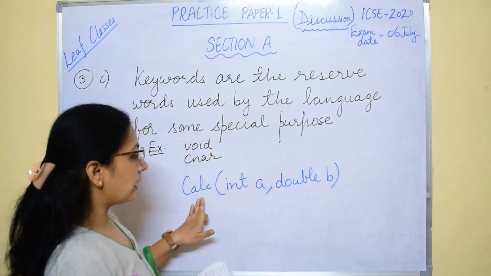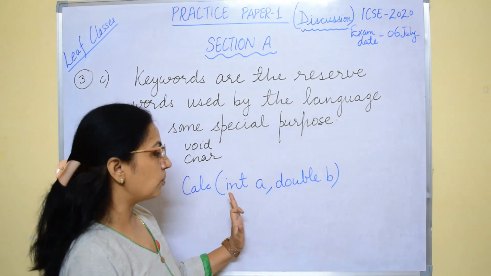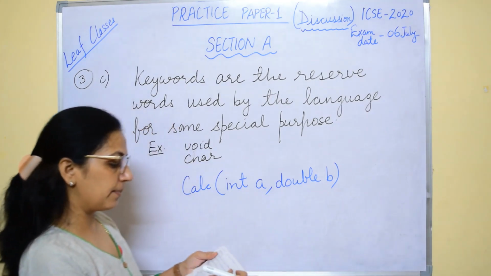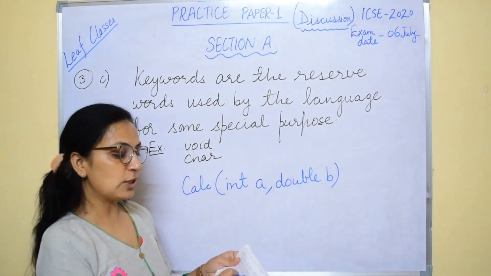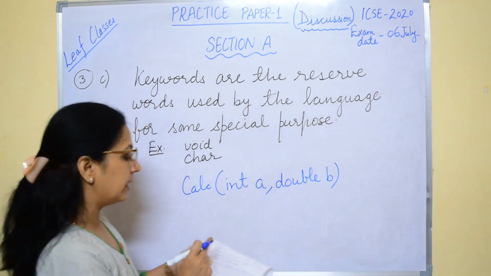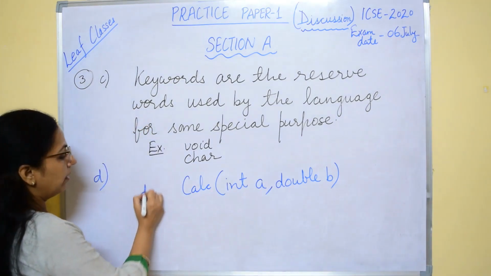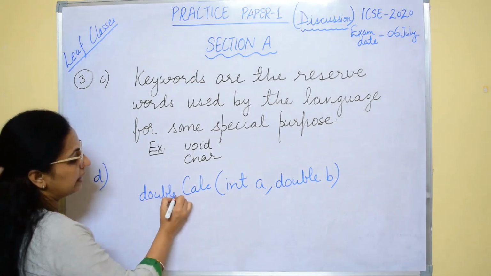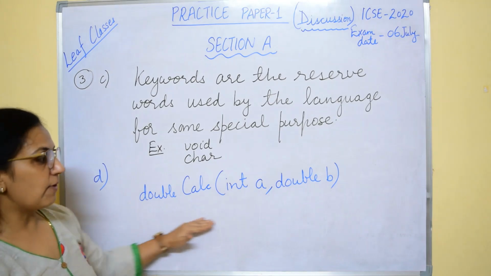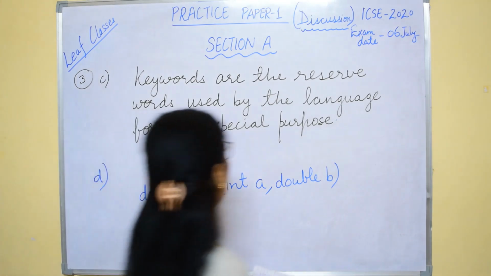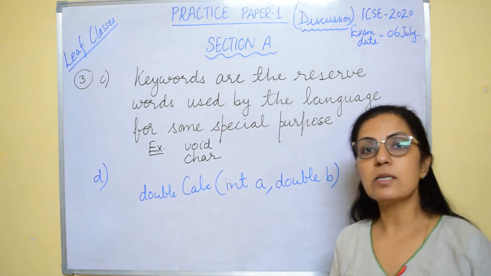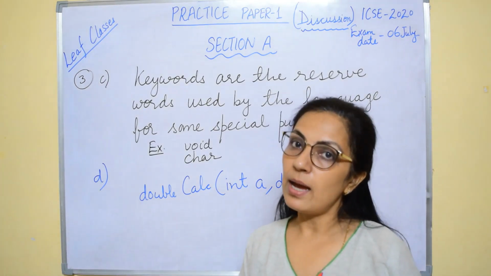So after the function name, in brackets there is a list of arguments along with the data types. So a function calc which takes an int argument and a double argument and returns a double value. Where do we write the return data type? Before the function name. So this is the function prototype, and whenever we write a prototype, semicolon is here. So these are the small things which you have to pay attention to.